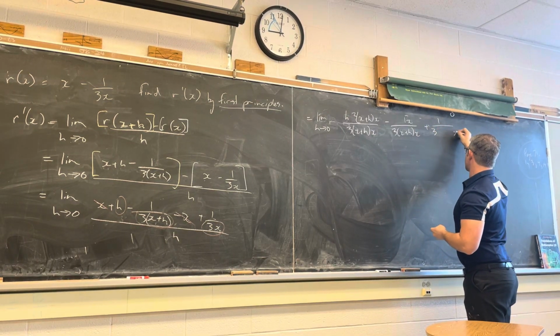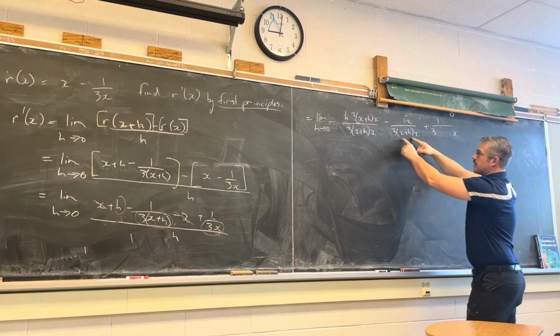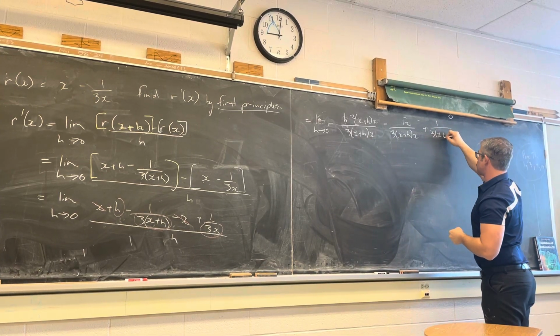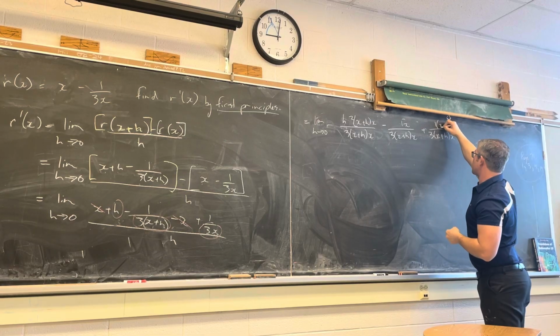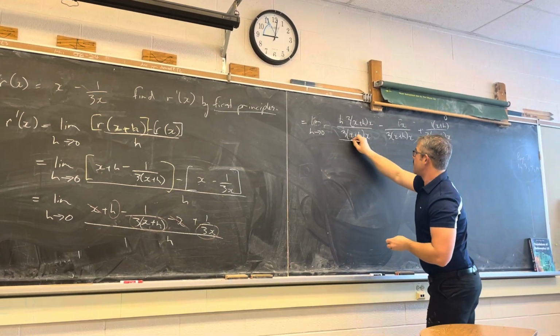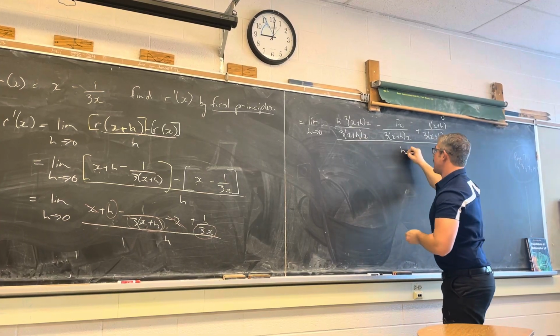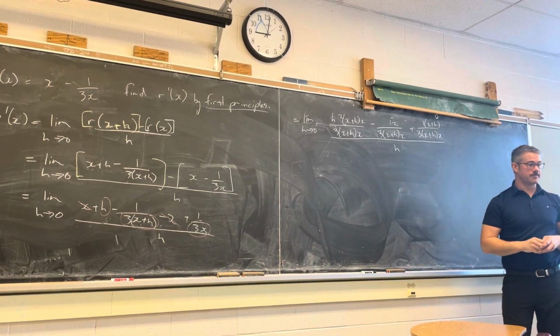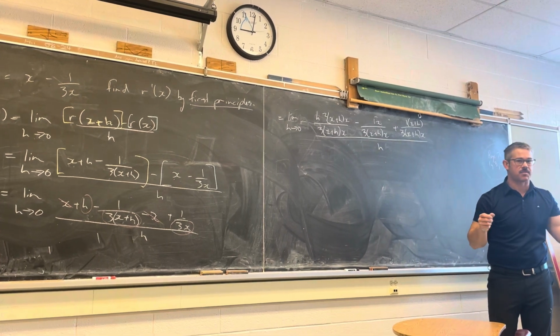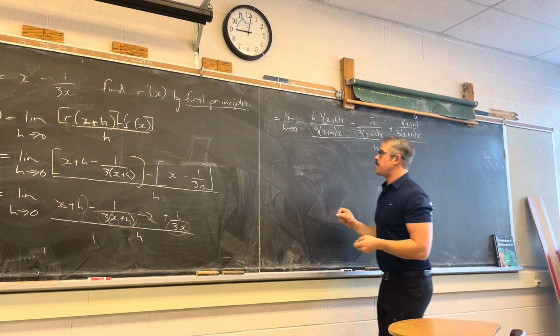I'm going to write the x over here because I want to make sure that my denominator for all 3 of these fractions is the same. So I'm going to multiply this one by x plus h, and I have to multiply the numerator by x plus h as well too. And in this way, I now finally have a common denominator. So that common denominator is going to be 3 times x times x plus h. I'm not going to worry about expanding it just yet.